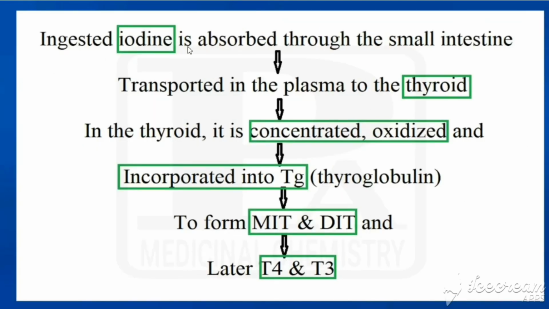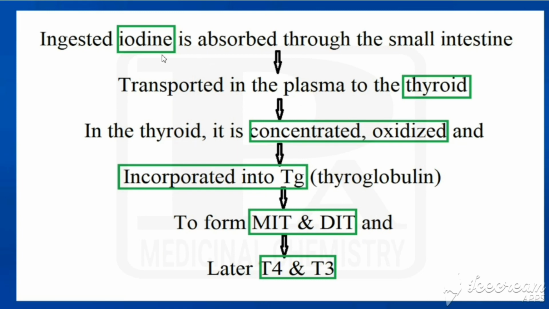In ingested iodine, after taking food, the iodine present in the food is absorbed through the small intestine and transported in the plasma to the thyroid. In the thyroid it is concentrated, then oxidized, and finally incorporated into thyroglobulin. Already we have seen that is a matrix. After incorporation it forms MIT and DIT, and finally it forms T4 and T3. So this would be the general biosynthesis.